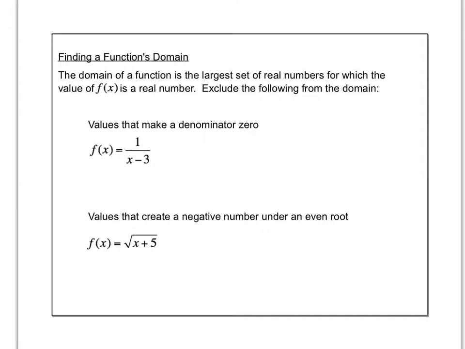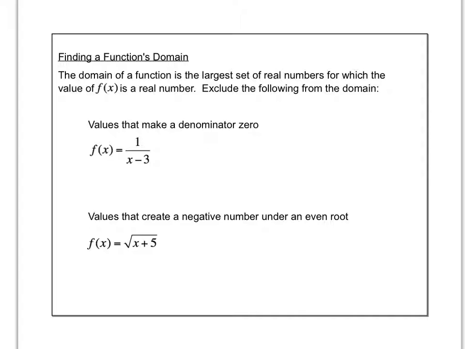So the last thing we're looking at is domain of a function. So domain means what? We talked about this yesterday. Domain is focusing on the x. So I'm trying to break this down for you real easy. The domain of the function is what we call the largest set of real numbers for which the value of f of x turns out as a real number. So we want to exclude the following values from domain.